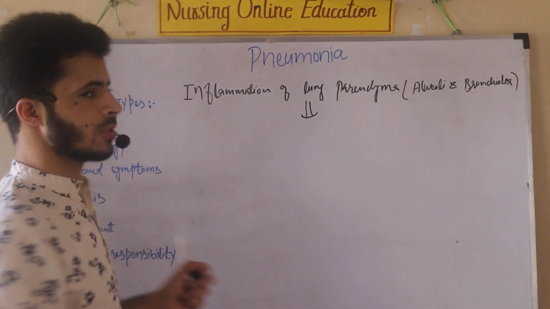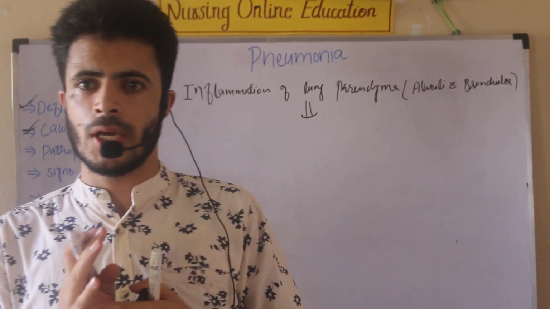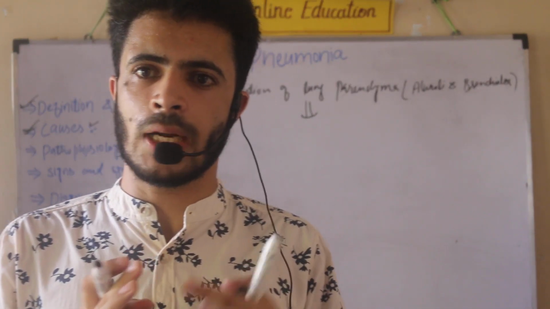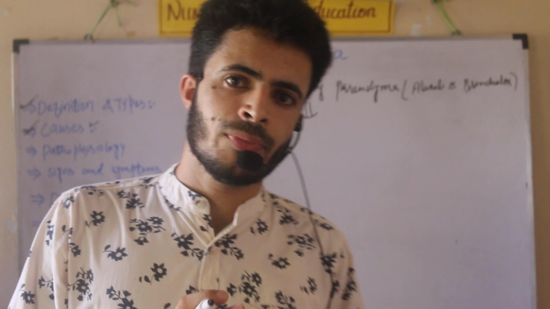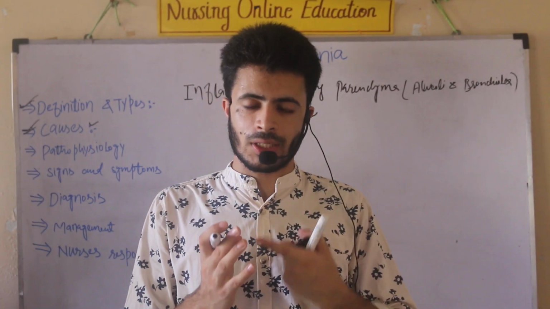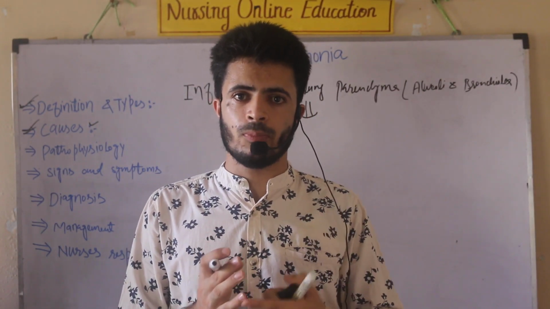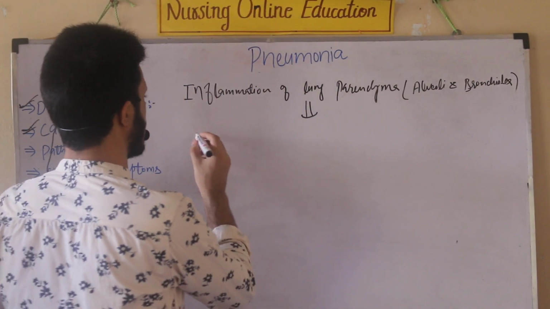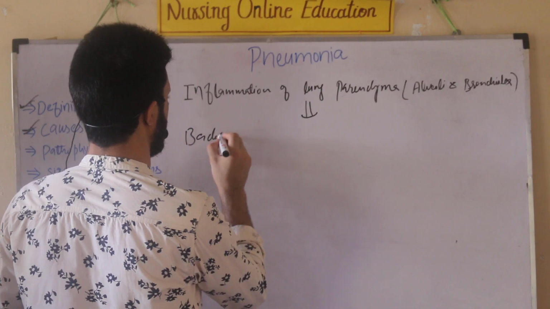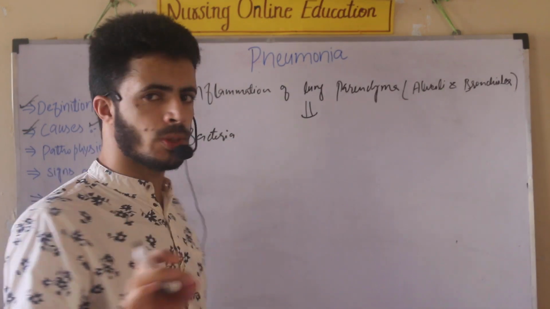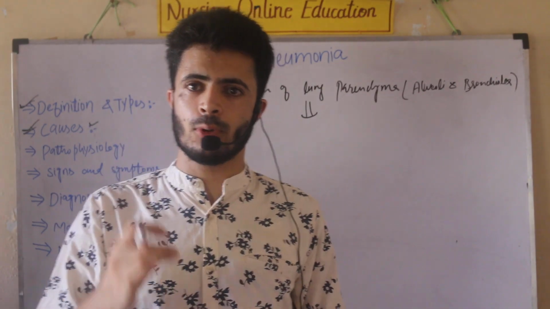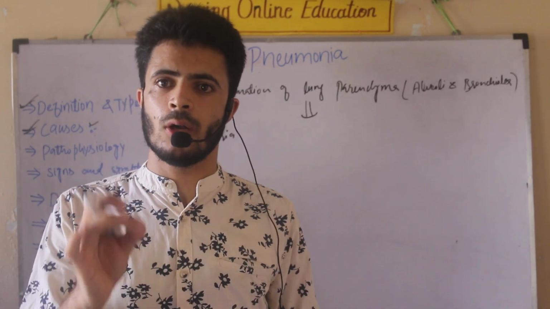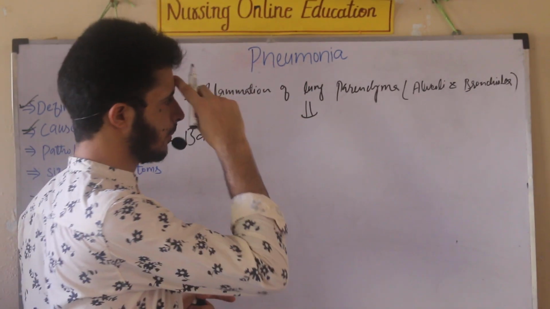Now we will go to the cause. There is a bacterial cause. Either bacteria may enter our body and reside in the lungs, or a virus may come, or fungi may come, or there may be any other cause. In bacteria, the most important ones to remember are Streptococcus pneumoniae and, second, Staphylococcus aureus.